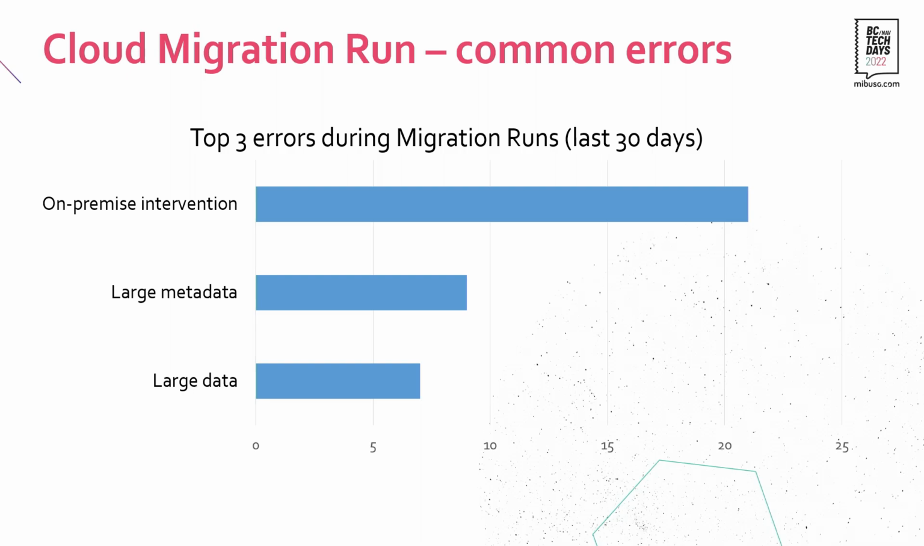Now, the replication is done by Azure Data Factory, and it's mostly very stable. We don't see so many errors as in setup. You see it's a completely different scale, but there are about 3 major errors: something happened in the on-premise during the replication run, or you hit one of the limitations in Azure Data Factory itself. It could be either large metadata or large data.